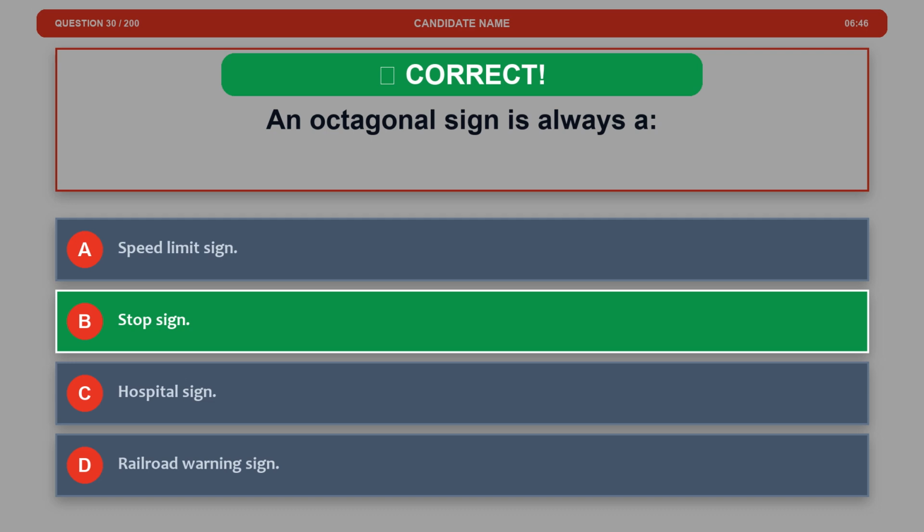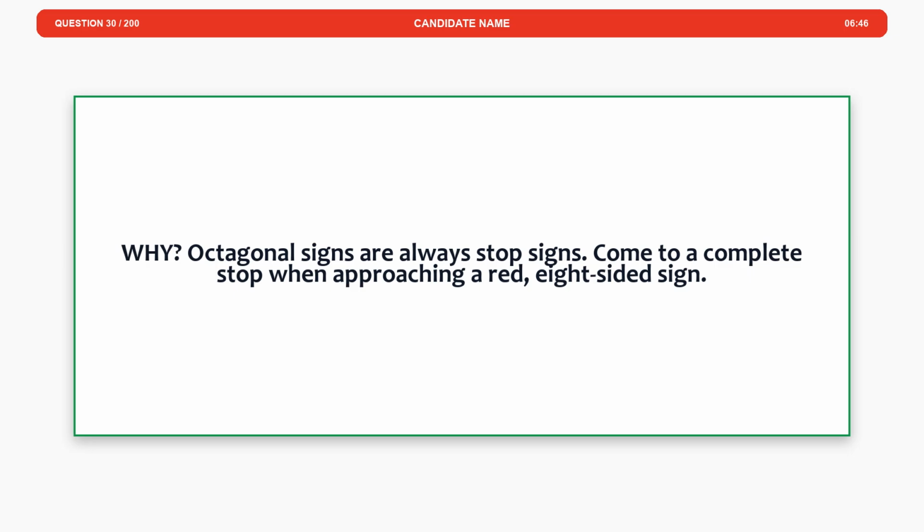The correct answer is option B. Stop sign. Explanation. Octagonal signs are always stop signs. Come to a complete stop when approaching a red 8-sided sign.